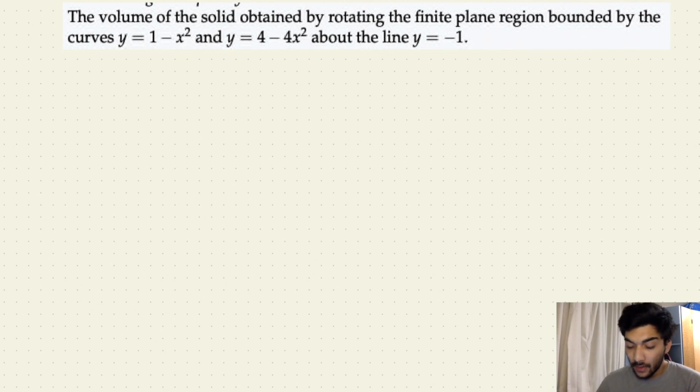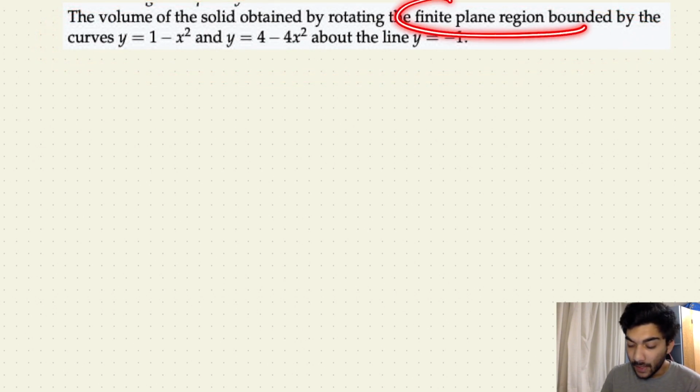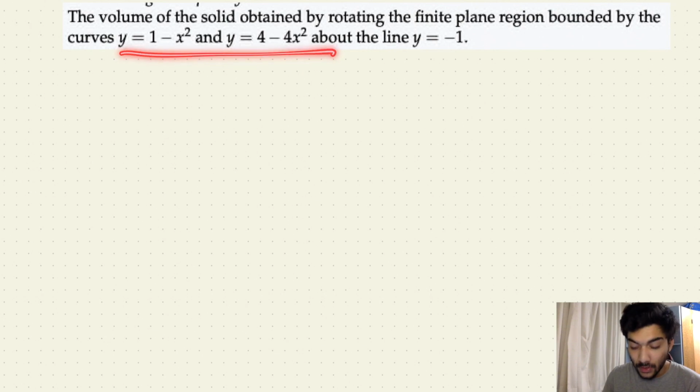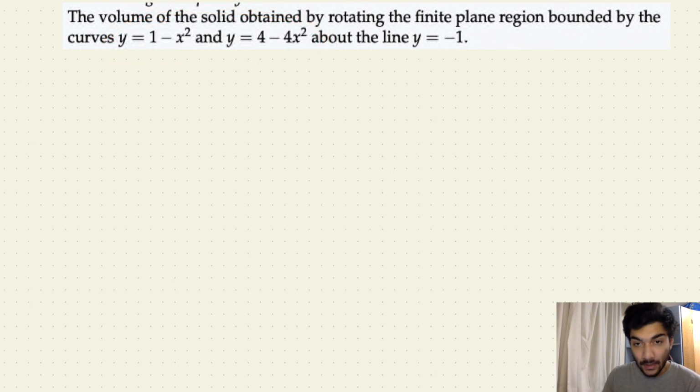So now we have to calculate the volume of the solid obtained by rotating the finite plane region bounded by two curves in this case. Remember, in the last question it was only one curve, but this time we have to first calculate the region bounded between both of these curves, and then rotate the finite plane region about the line y equals -1. The line y equals -1 is a horizontal line which passes through y equals -1, right?